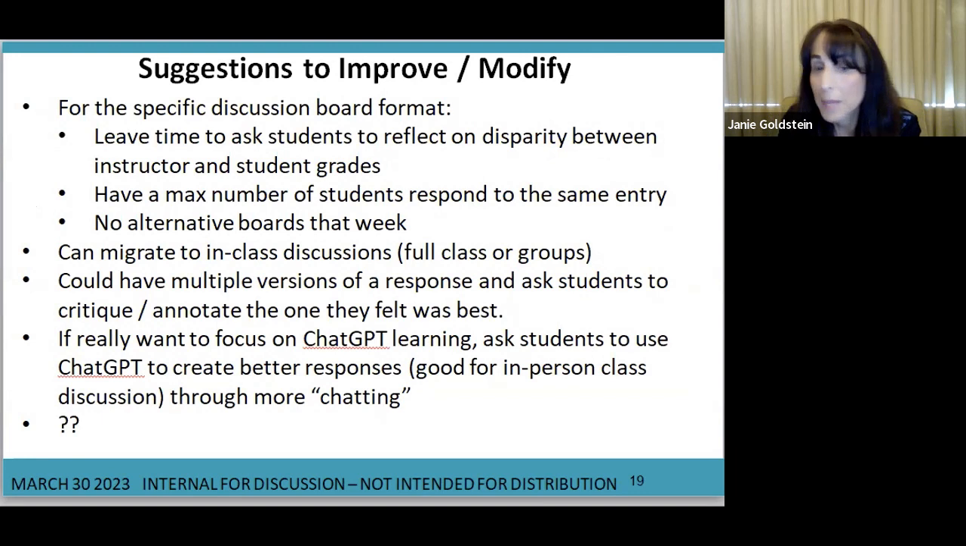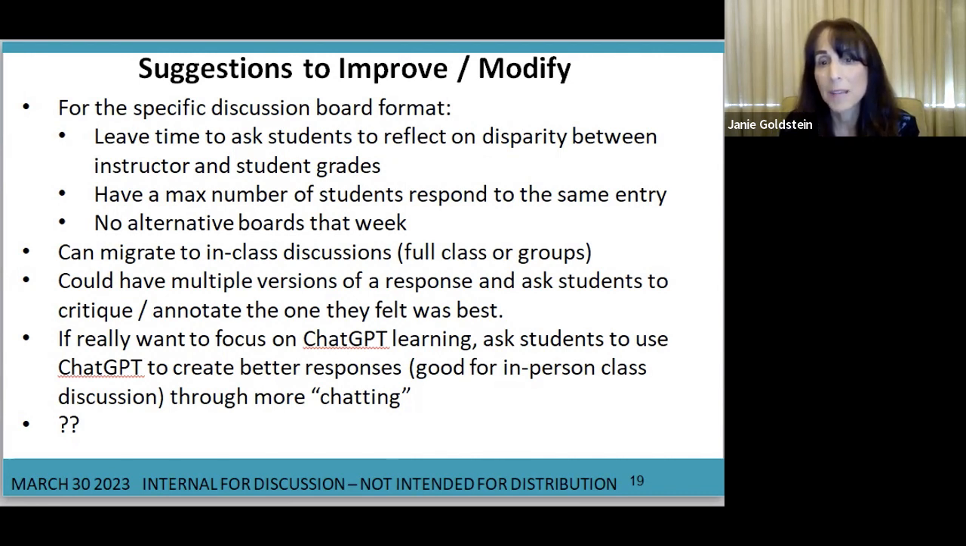So this is my last slide. How could I improve this, or how could it be modified? Some of the things that I learned: if I was doing this in a discussion board format, I would leave time to ask students to reflect on the disparity between the grades I gave and the grades they gave, but I really had to move on with participation and the activities for the class, so I couldn't do that. I'd probably have a maximum number of students respond to the same entry.